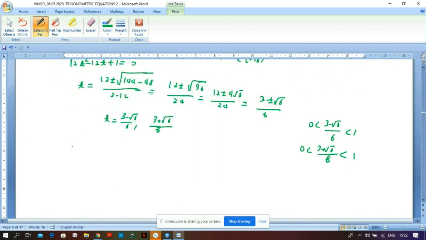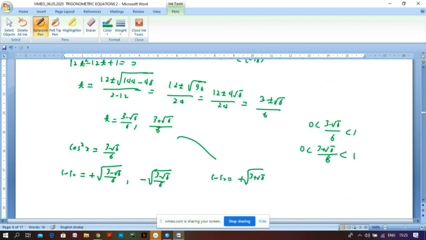So now I write here that cos square x is 3 minus root 6 by 6. So cos x you will get as plus root of (3 minus root 6 by 6) and negative of root of (3 minus root 6 by 6). And similarly, from this one I will get cos x equal to plus root of (3 plus root 6 over 6) and cos x equal to negative root of (3 plus root 6 by 6). So we'll get all those solutions, and we can find solutions and calculate this much longer.